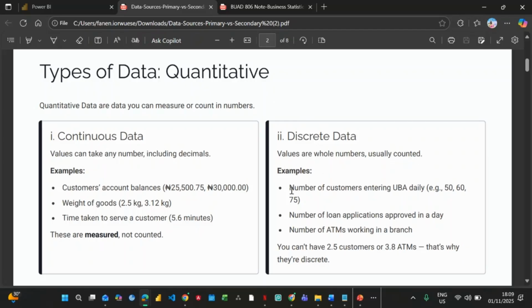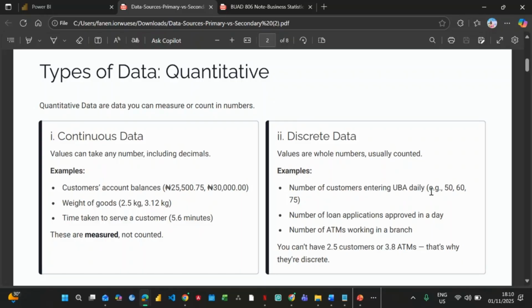For instance, the number of customers entering UBA daily. Here, the values are not continuous because they are discrete. If I'm counting, we cannot have two and a half in this group. We can't have that because I can't say I have two and a half people.